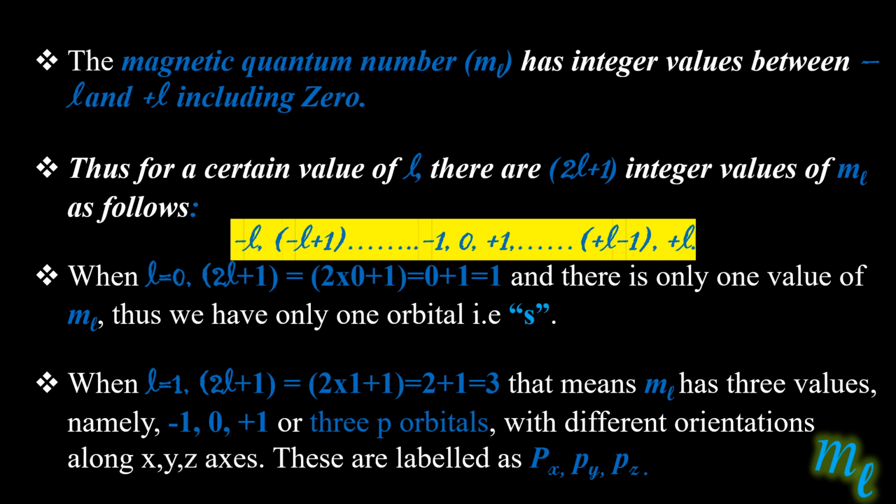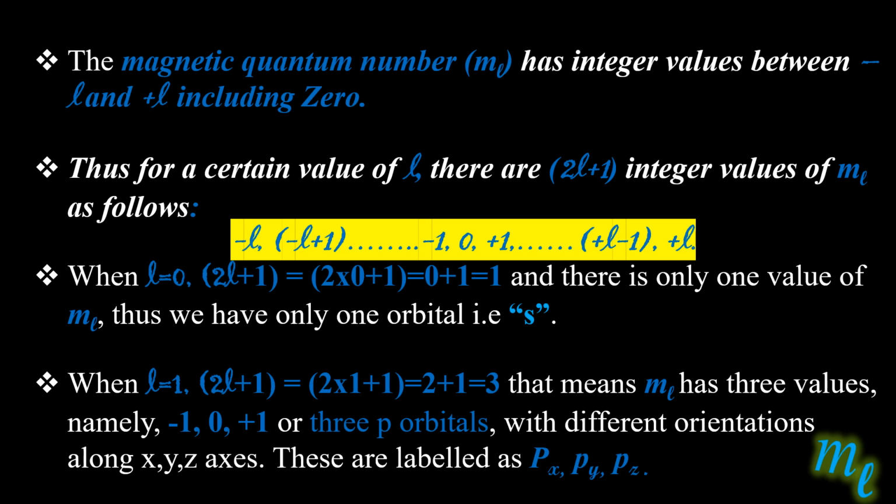The magnetic quantum number has integer values between minus L and plus L, including 0. Thus, for a certain value of L, there are 2L plus 1 integer values of ML as follows: minus L, minus L plus 1 and so on up to minus 1, 0, plus 1 and so on up to plus L minus 1 and plus L. By looking at this formula, maybe you have got stuck. Let us see some examples, then you can understand.